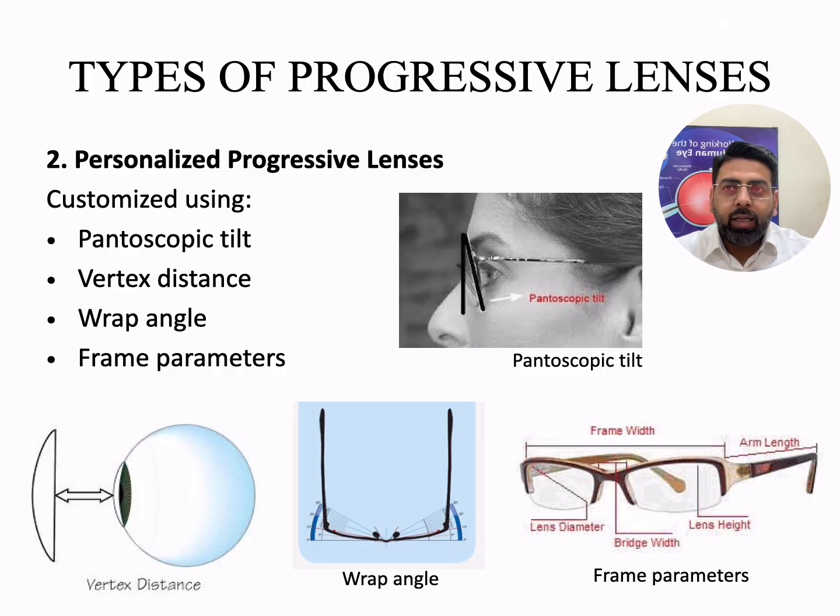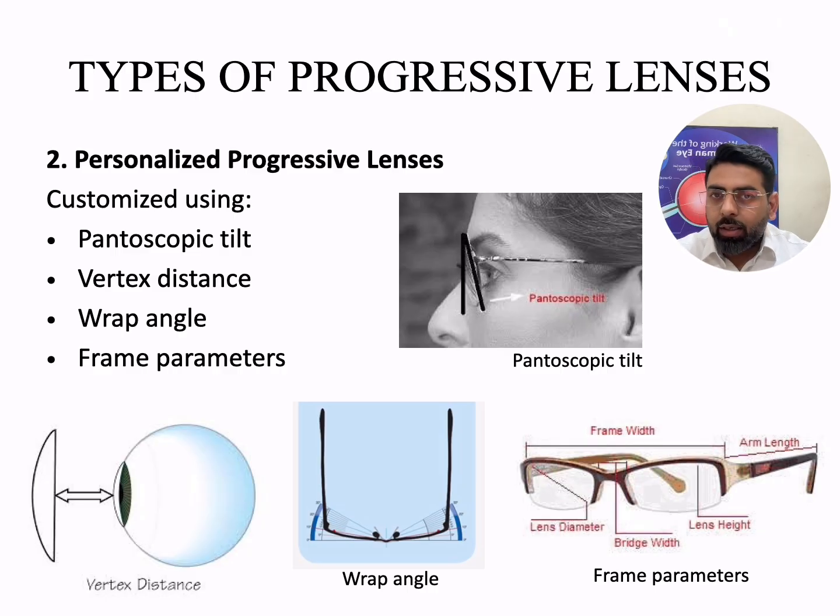Okay, repeating this slide. So personalized progressive lenses, customized lenses, basically incorporate 4 parameters. Number 1, pantoscopic tilt, number 2, vertex distance, number 3, wrap angle, and number 4, frame parameters. So these 4 things are counted in customized progressive lenses. Okay, so now quickly discuss what is the pantoscopic tilt.